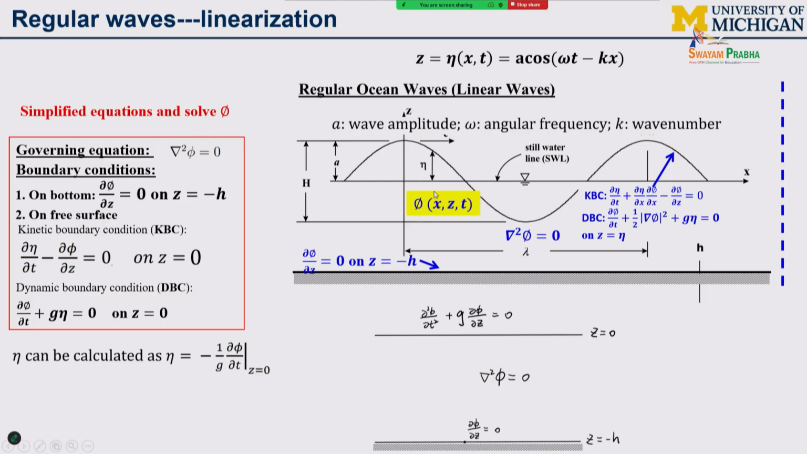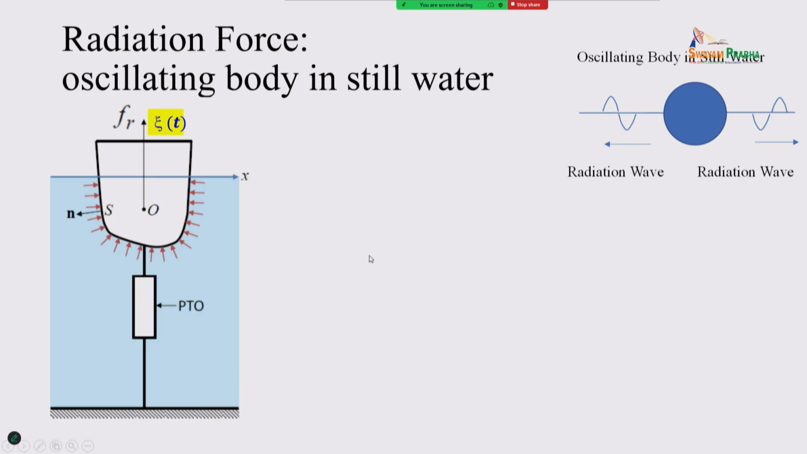We already said linear wave theory, right? And you have the Laplace equation, the Laplacian of phi equals 0, with the boundary conditions, right? Wave theory is based on a simplified equation, simplified under the assumption of small wave theory. Similarly, when we talk about radiation force, we use linear wave theory to understand that too.